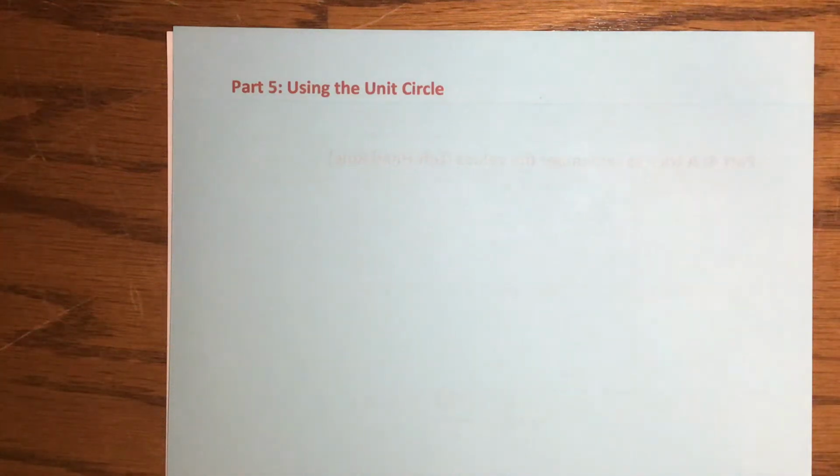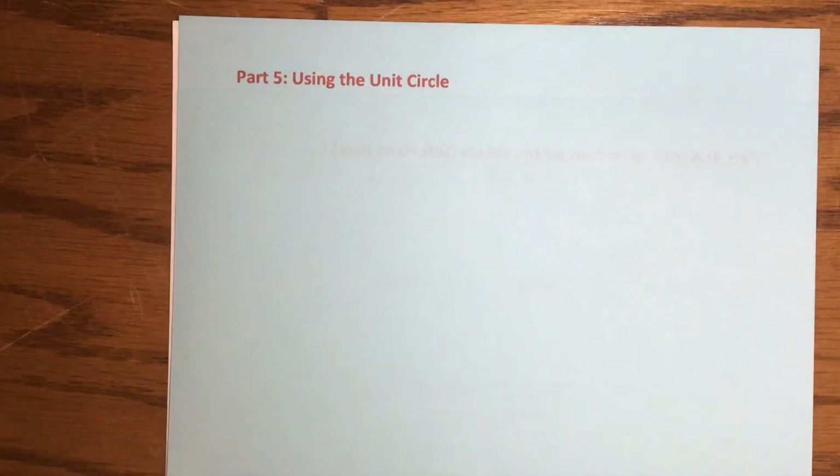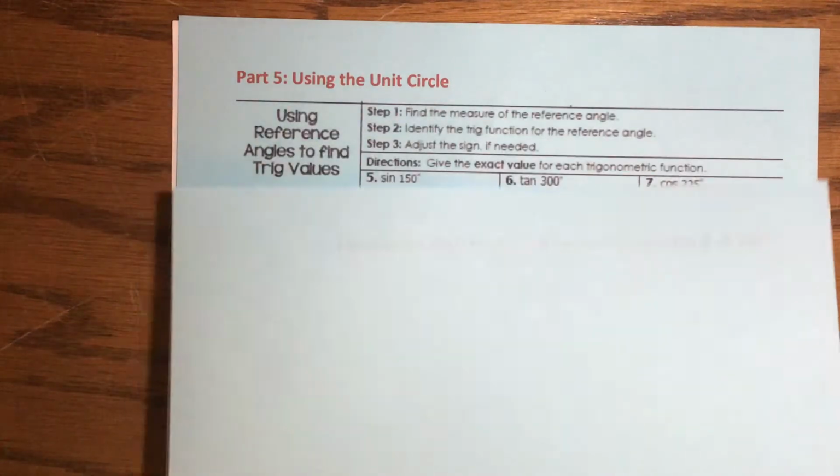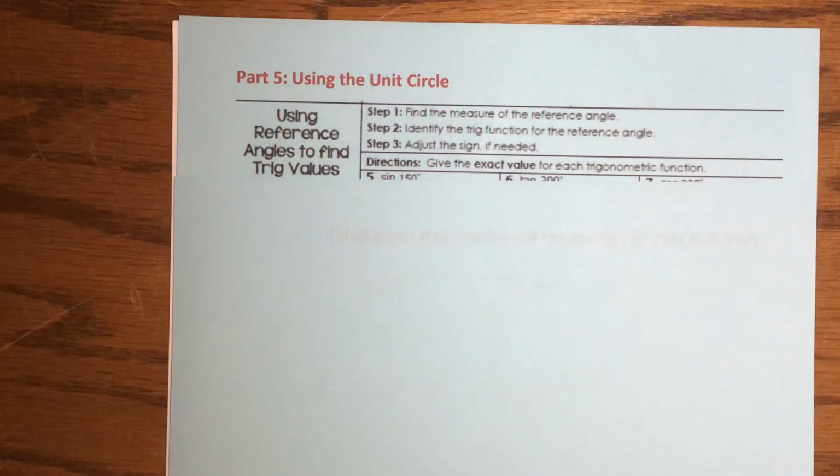Okay, our final unit circle video. We're going to talk about the second, third, and fourth quadrants. So we're going to talk about using our unit circle to find values. You're probably going to want to take notes in your spiral for this one because we're going to do some examples. So we're going to use those reference angles to find the values that are in other quadrants.